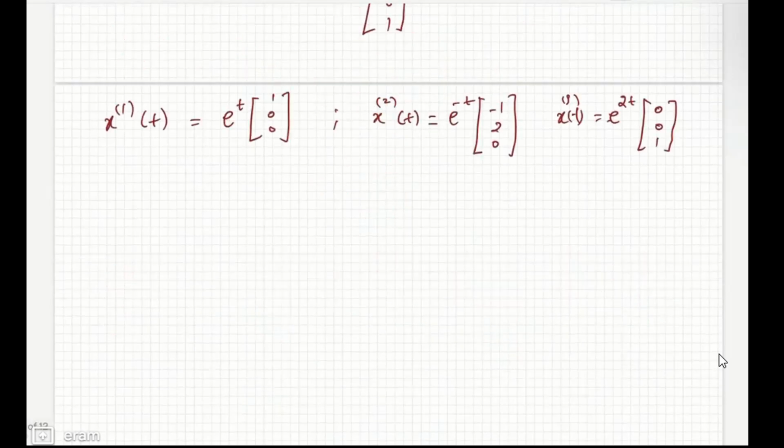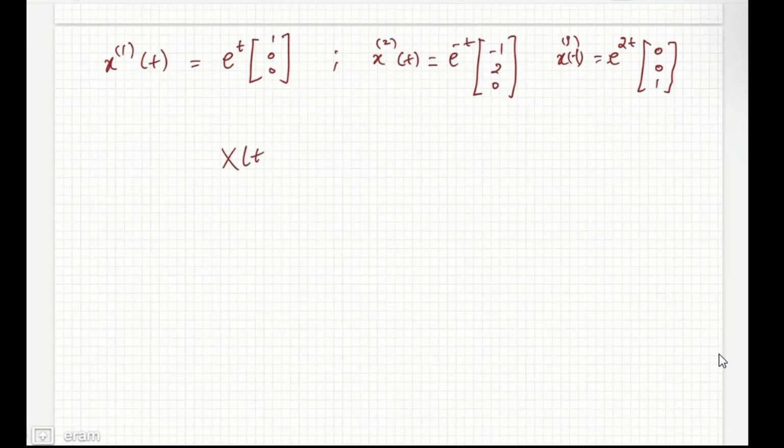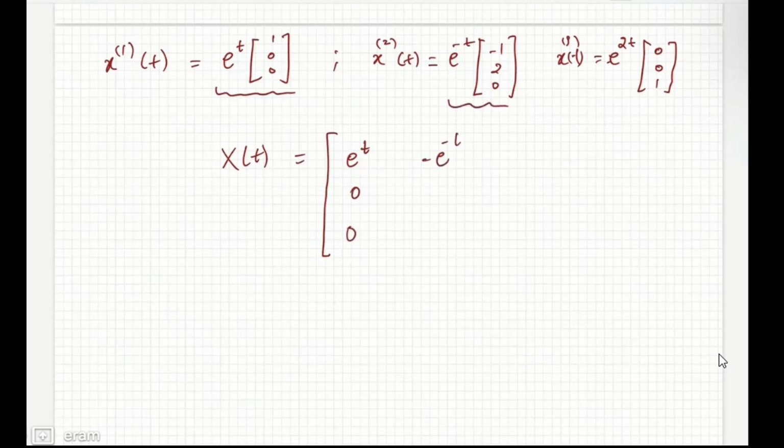Now to find the fundamental matrix solution X(t), we have to cascade them. The first column will be formed using this, so it is e to the power t 0 0. Second will be this, that is minus e to the power minus t, 2 e to the power minus t, and 0, and the third will be 0 0 e to the power 2t. So this is your fundamental matrix solution for the given linear autonomous system.